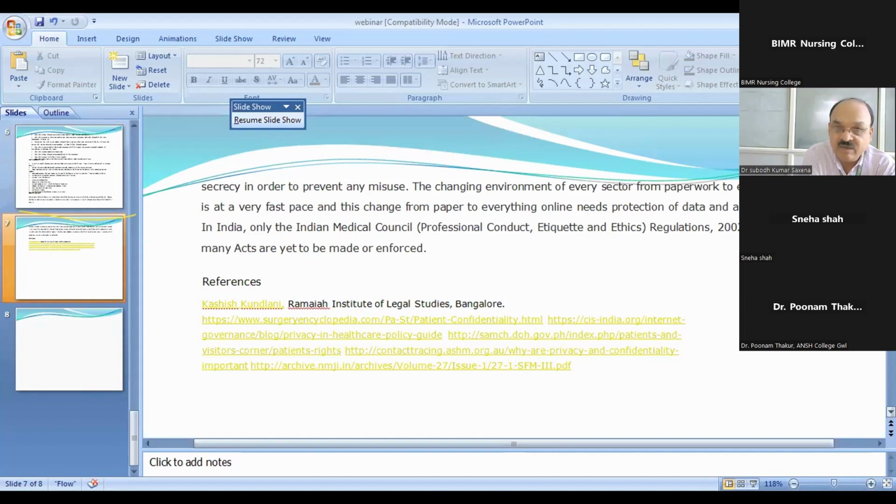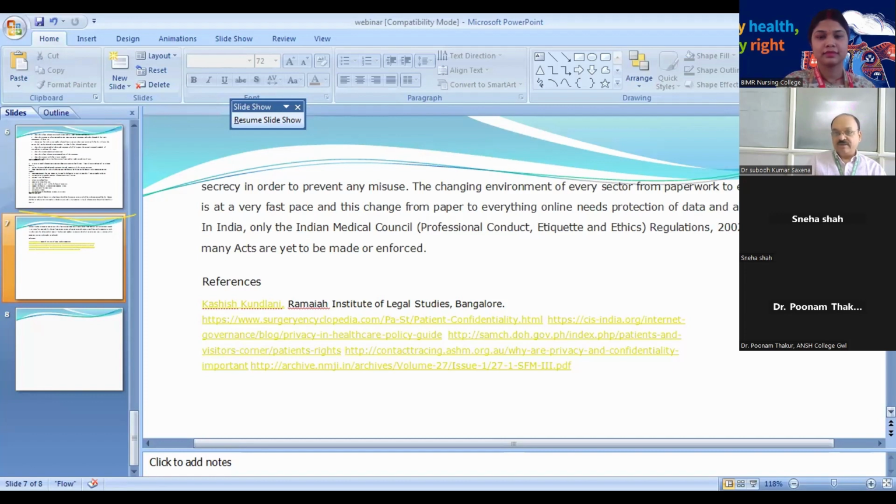Only the Indian Medical Council or other council regulations are present, while many acts are yet to be mandated in force. These are some references which were taken into consideration to prepare these documents before you.